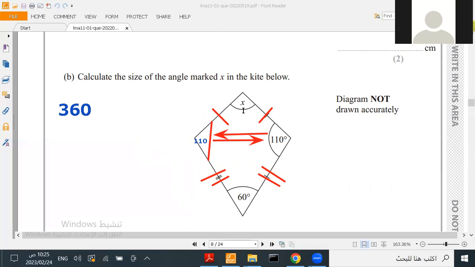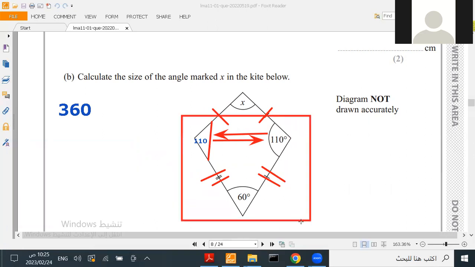I still have one missing angle. So what do I do? I'm going to add all three together, and then subtract it from 360, to find x. So we say x equals what? 360 minus all of the angles added together. Which are 110. Sorry. Let's make it inside the bracket. Make it smaller so it fits.